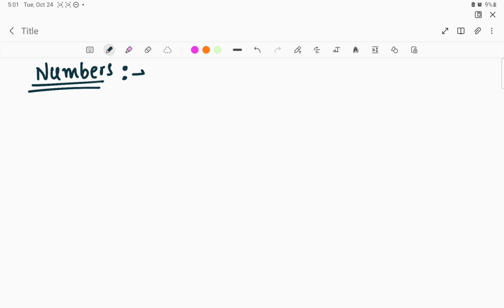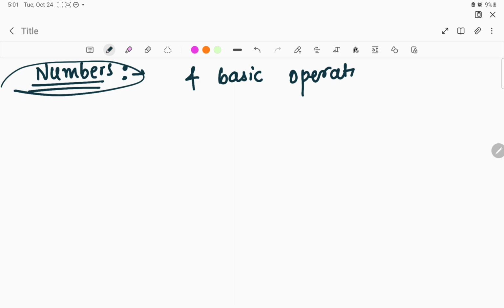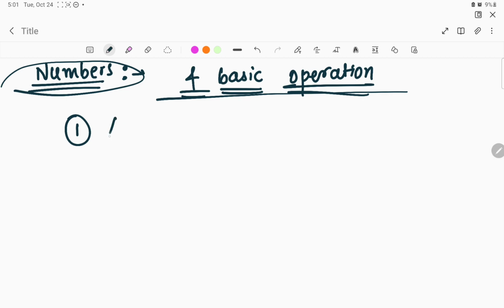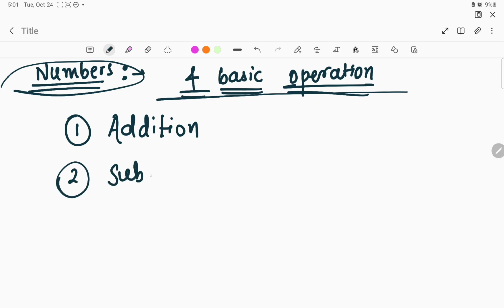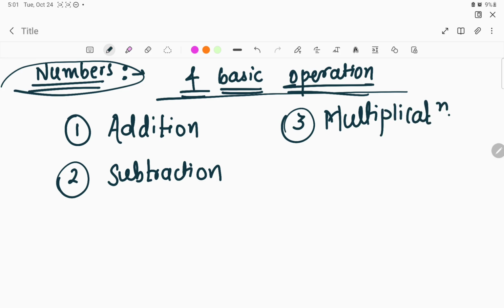Whenever we talk about numbers, there are four basic operations. Once again, this class is an introductory class where I'll be talking about the numbers, the various rules and signs, basic arithmetic operations, and classification of the numbers. I'll be talking about this basic stuff. The four basic operations: the first one is addition, the second one is subtraction, the third one is multiplication. Everyone knows about this, but still I'm telling you. And the fourth one is division. These are the basic operations.